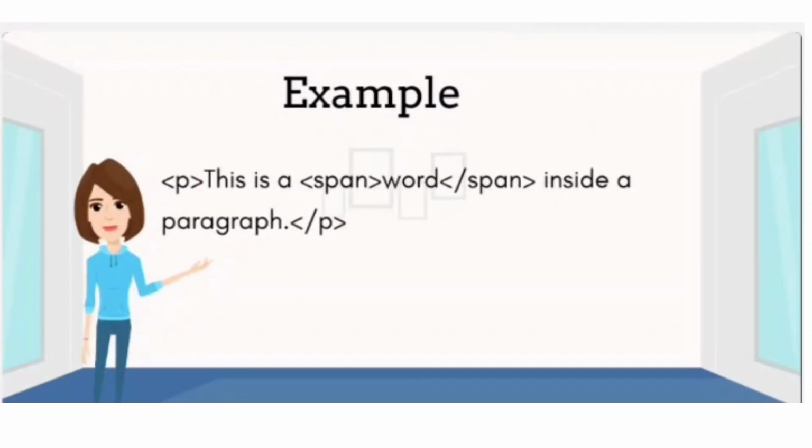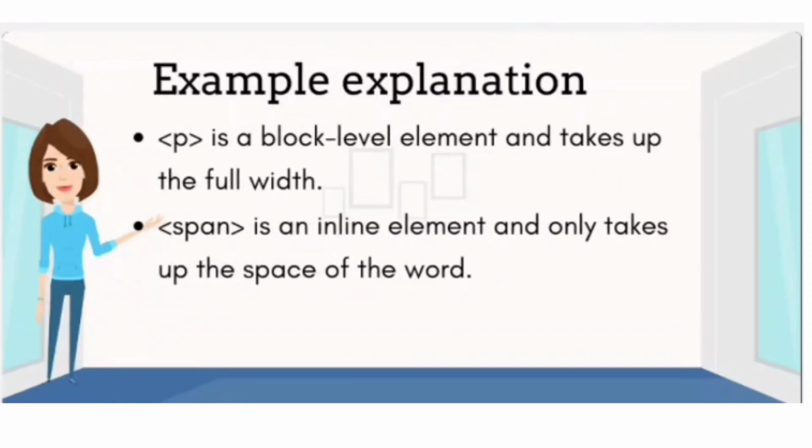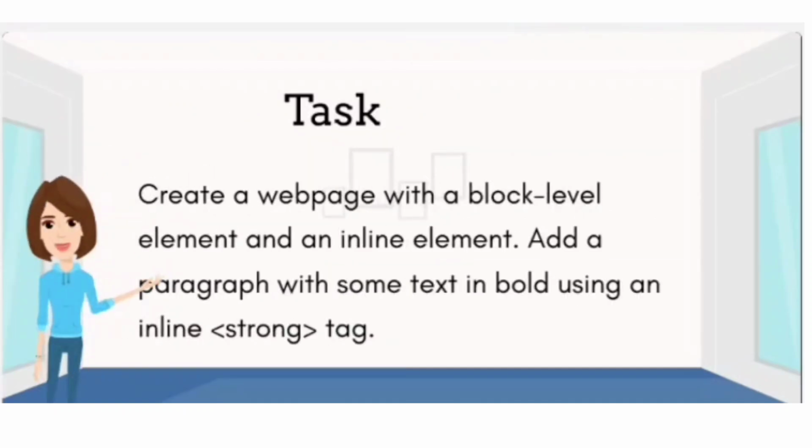Here is the example. Example explanation. The p tag is a block level element and takes up the full width. The span tag is an inline element and only takes up the space of the word. Create a web page with a block level element and an inline element. Add a paragraph with some text in bold using an inline tag.